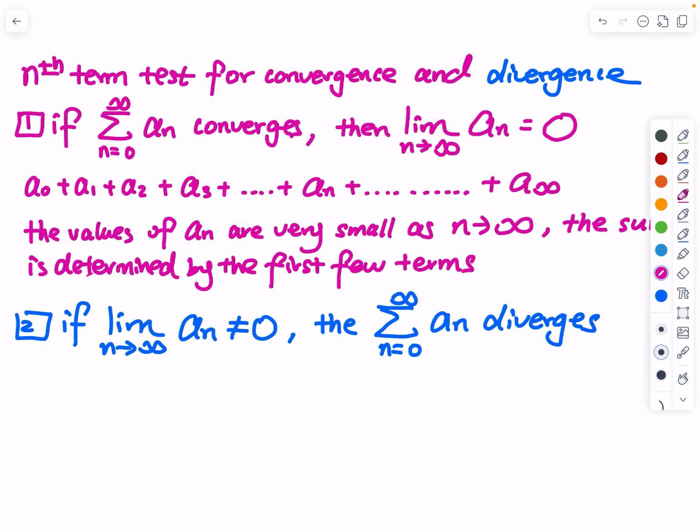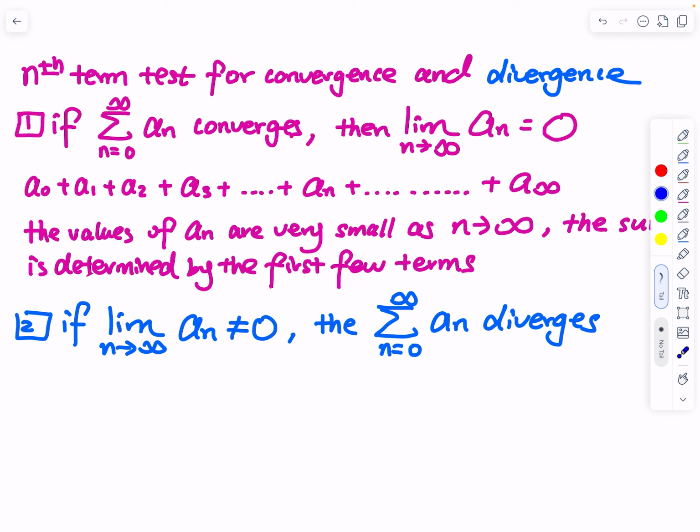Nth term test for convergence and divergence. Number one, if the summation as n goes from 0 to infinity of a_n converges, then the limit as n approaches infinity of a_n is equal to 0. What does that mean? Let's open up this series.